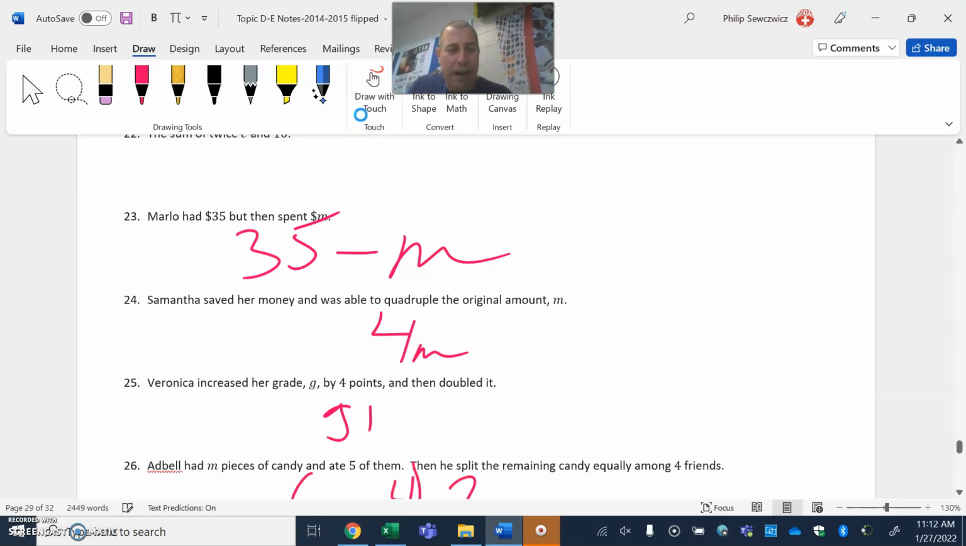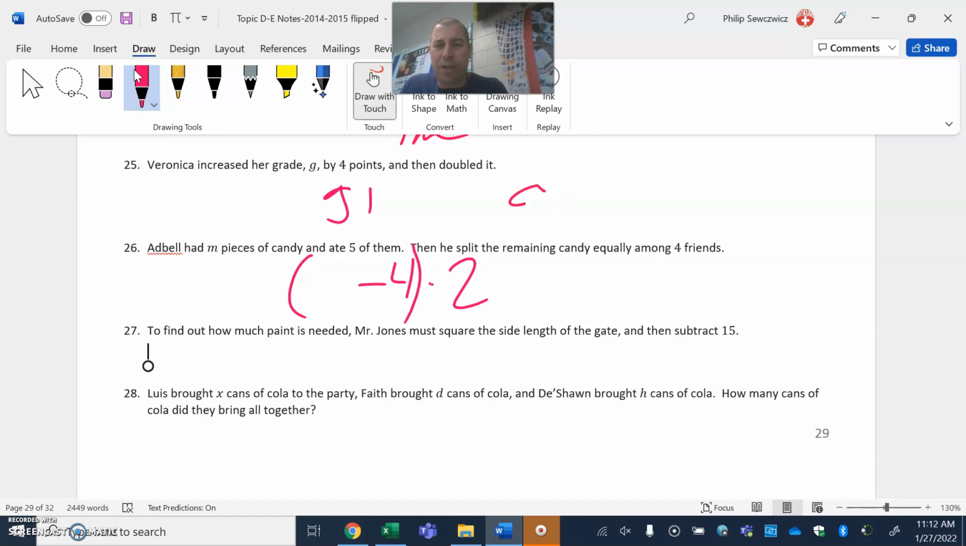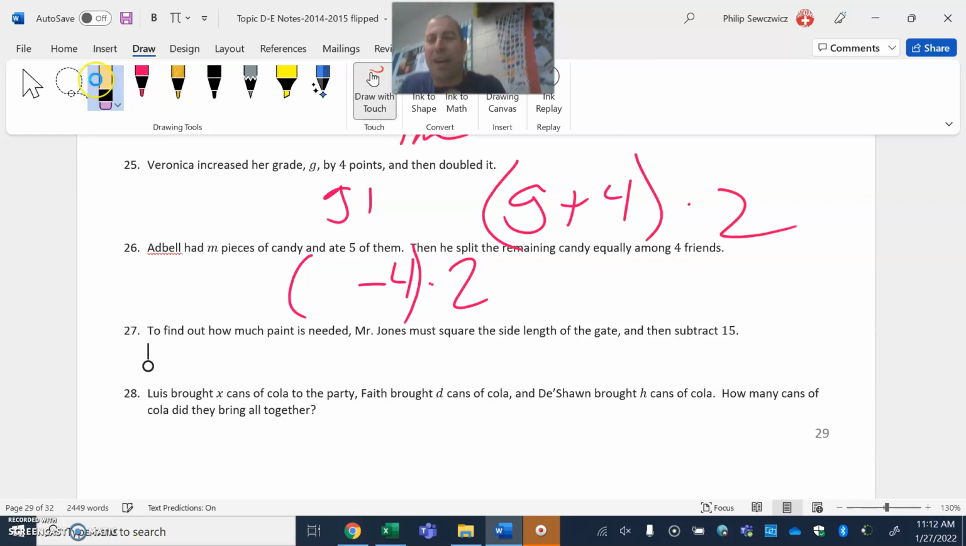Let's go a little bit further down here. We don't have a lot more that's here. Question 26 is nice. Now I see that that problem kind of moved here a little bit, so I'm going to clean that up. That was our G plus 4, we increased it, parentheses, times it by the 2. All right, here we go.